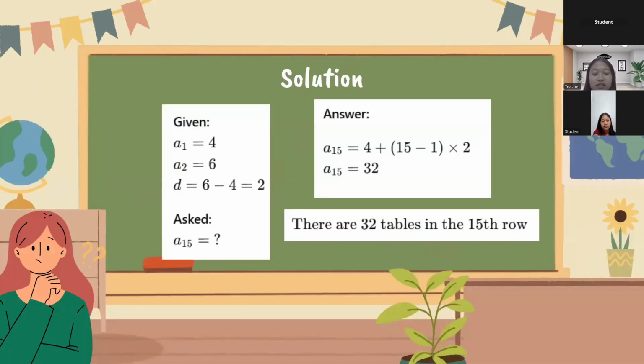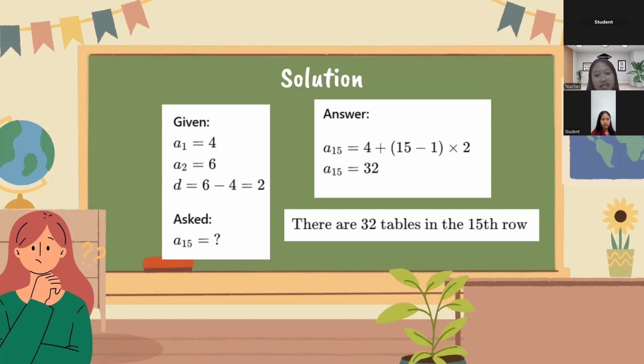Number 1, given: a sub 1 equals 4, a sub 2 equals 6, and d equals 6 minus 4 equals 2. And we ask for a sub 15. And the answer is a sub 15 equals 4 plus 15 minus 1 times 2. And then a sub 15 is equal to 32. So the answer is there are 32 tables in the 15th row.